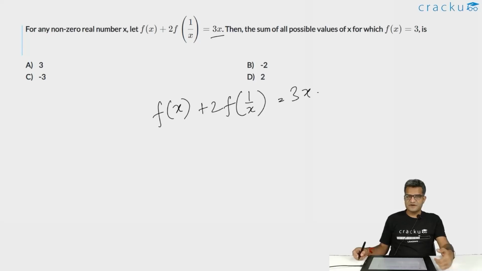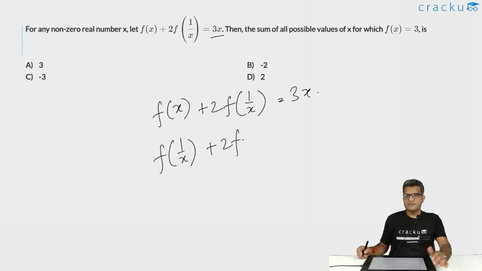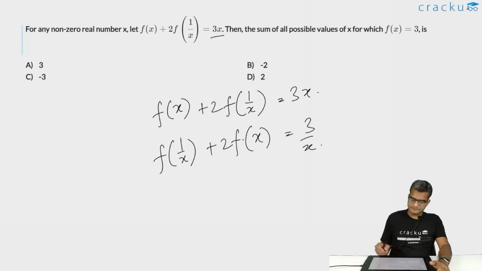Now, if instead of x you are using 1 by x, that is, if the expression inside the parameter, instead of x, is replaced with 1 by x, then f of 1 by x plus 2 times f of 1 divided by 1 by x, which is x, is equal to 3 by x.